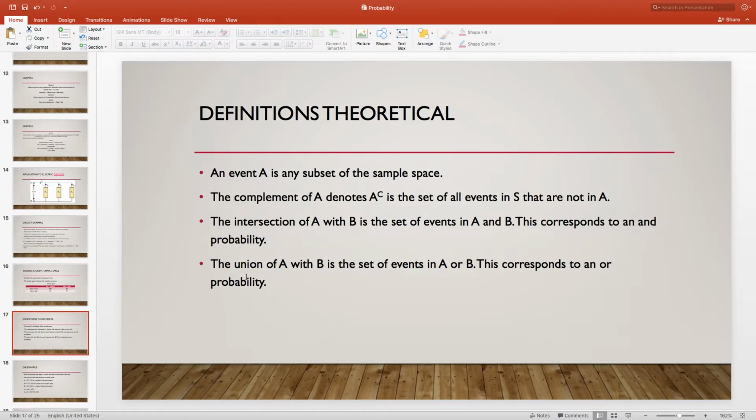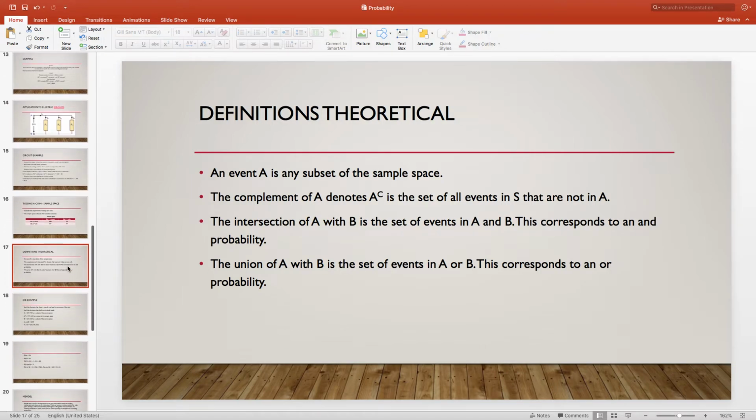Now, an event A is any subset of the sample space, and we can compute probabilities of events. The complementary event is the set of all outcomes in the sample space that are not in A. They're also the statements that make A false. The intersection of A with B is called A and B, and this corresponds to an AND probability. The union of A with B is the set of all events that are either in A or B and is an OR probability. And you'll see these things often.